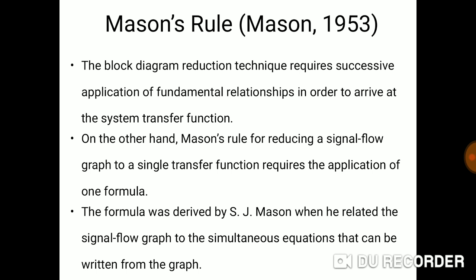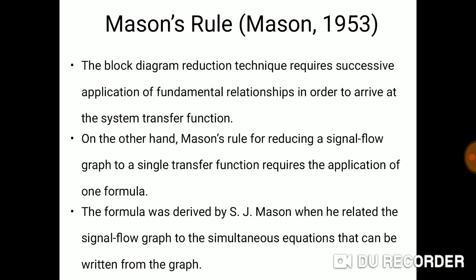As we have discussed all the terminologies and concepts with respect to the signal flow graph, our aim is to find the transfer function for a given signal flow graph. We are going to find it with the help of one formula called Mason's rule, also called Mason's gain formula. Mason designed its rule in the year 1953.